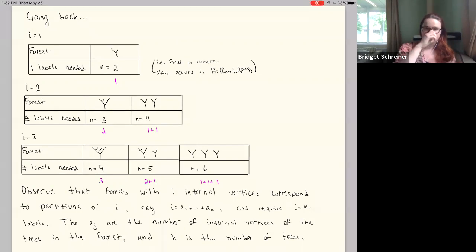So each of these forests just corresponds to one of these partitions. And this gives us a shorthand for being able to write out exactly what this means, because when i gets really big, drawing these trees gets very annoying. So this gives us a shorthand for being able to record what these forests look like as i gets larger.